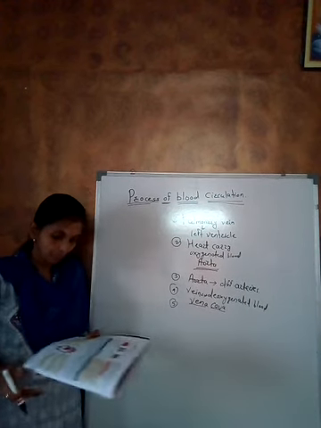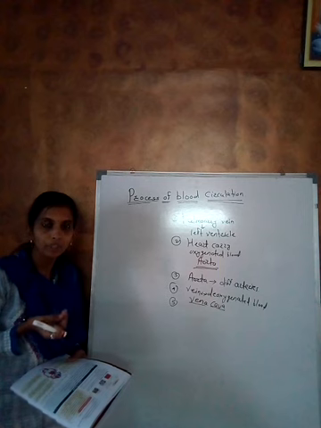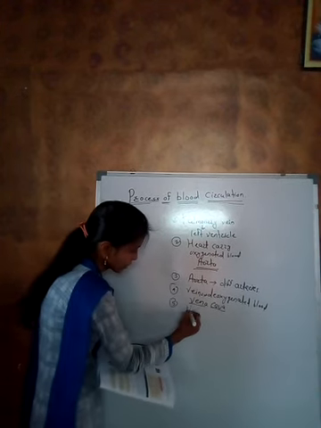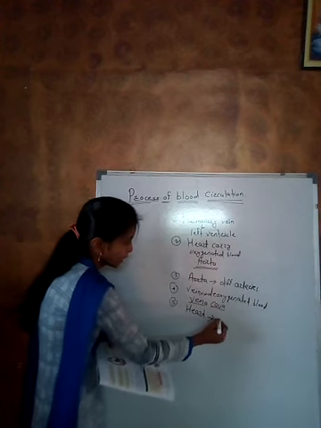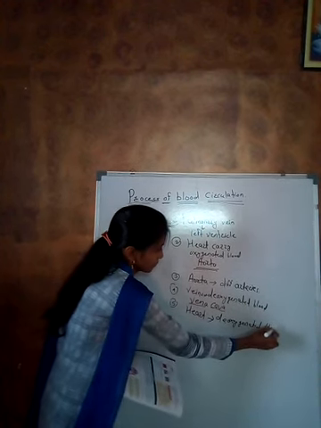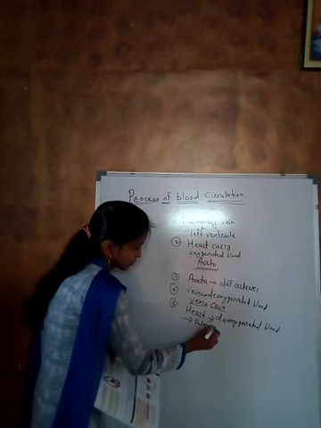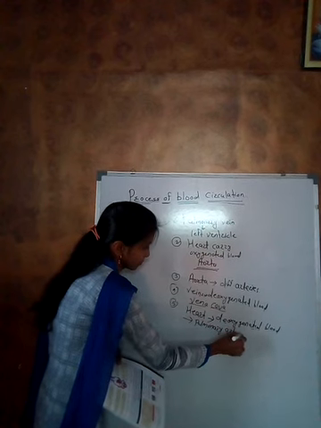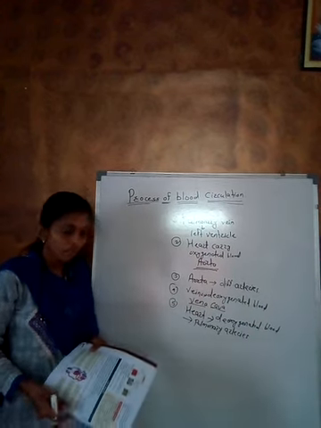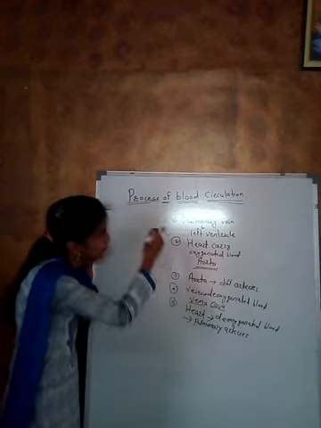The fifth step is the heart. The deoxygenated blood is brought again to the heart for purification. The heart pumps the carbon dioxide-rich blood, the deoxygenated blood, to the pulmonary arteries, and they carry it to the lungs for purification. These are the steps of the process of blood circulation.